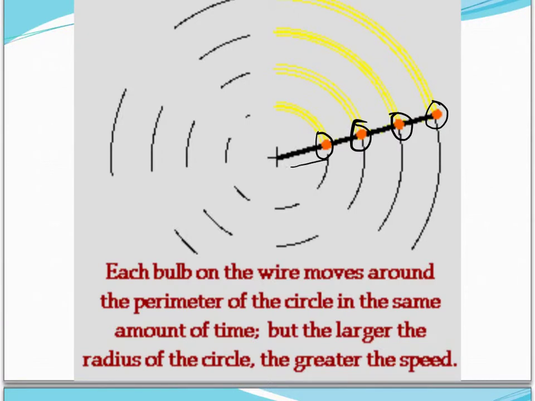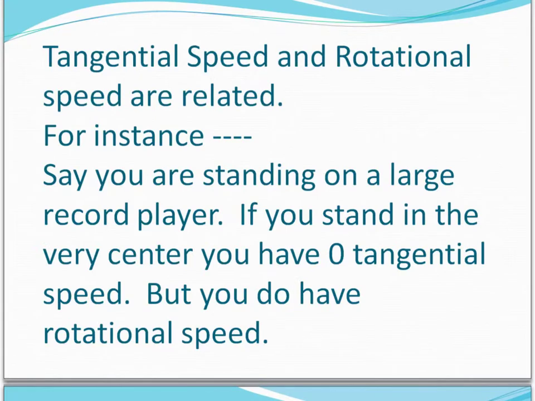But the further out you go, the greater your tangential speed will be. The tangential speed is the one that goes in the straight line path. So the rotational speed would be the same all the way out, but the tangential speed would get greater the further out you went. All right, tangential speed and rotational speed are related.